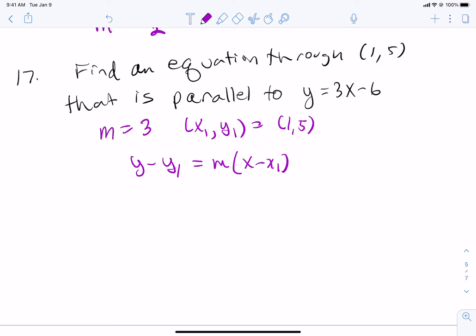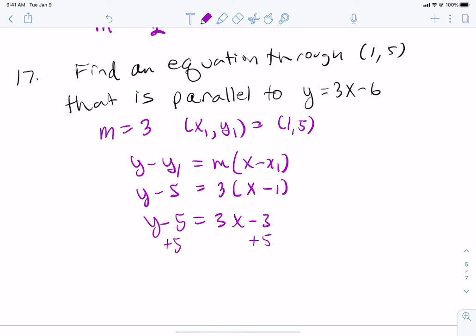So let's do that. Where the y1 sits, we're going to put a 5. The m is a 3. Where the x1 sits, we're going to put a 1. Now that's all well and good. It's just not pretty yet. You just got to make it a little nicer. So the first thing I want you to do is distribute that 3. We get y minus 5 equals 3x minus 3. And then that 5 needs to move, so we just add 5 to both sides. So the equation would be y equals 3x minus 8.